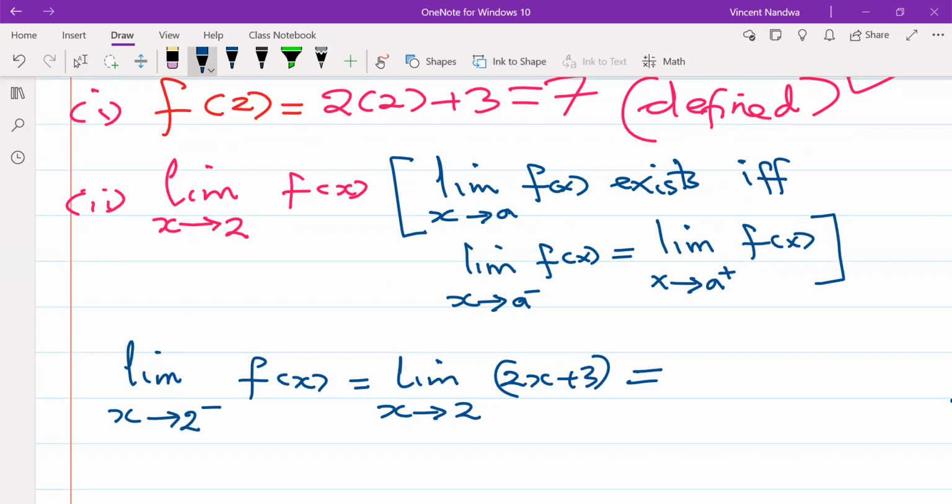Left side. So when you substitute, you'll have 2 times 2 plus 3 to get 7. So this is what you call the left-hand limit, okay? Yeah. So the right-hand limit.